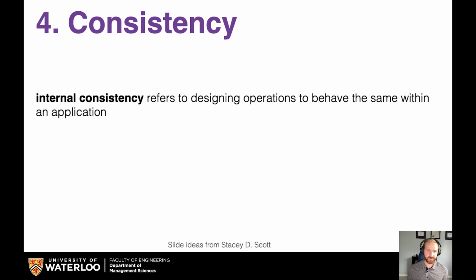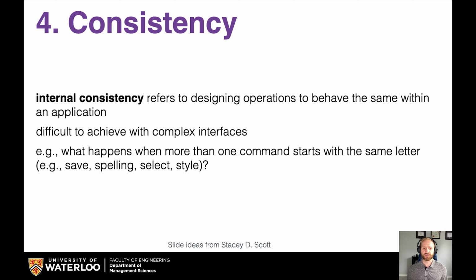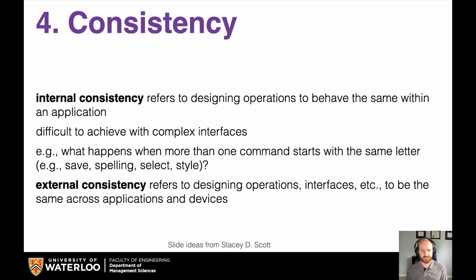There are two types of consistency. Internal consistency refers to designing operations to behave the same within an application. This is very difficult to achieve with complex interfaces. So what happens when more than one command starts with the same letter? For example, save, spelling, select, style, cut, and copy. That can be very challenging.